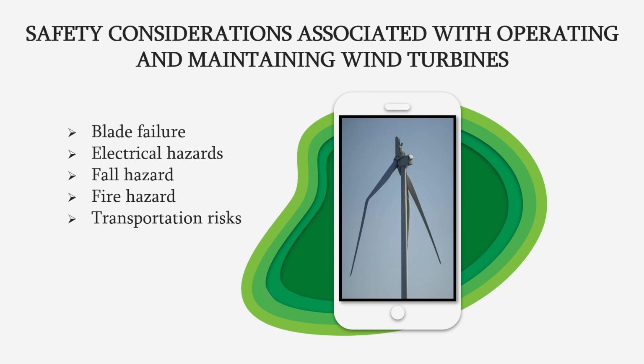Other safety considerations associated with wind turbines include fall hazards, fire hazards, and transportation risks. Wind turbine towers are tall structures, and a fall from a height can result in severe injury or death. Proper safety equipment and training must be in place for workers involved in climbing wind turbine towers. Fire hazards can result from equipment malfunctioning or lightning strikes, and proper fire safety protocols should be in place to minimize the risk of fire.